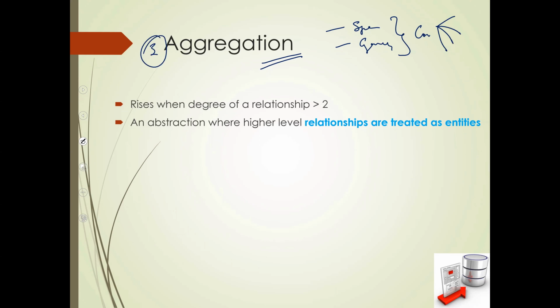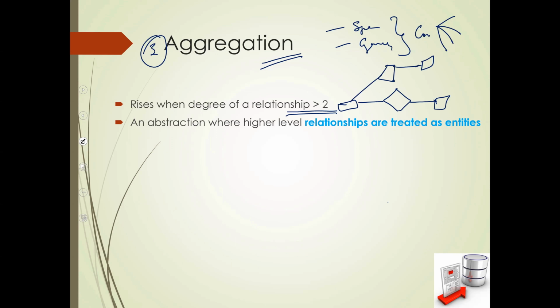Now, this is actually a new feature in ER diagrams. Now, why do we have aggregations? When the degree of a relationship is more than 2, you will have an aggregation. Normally when you draw your ER diagrams, you have it like this. You have entities, you have relationships connecting them. This is how you have your ER diagrams.